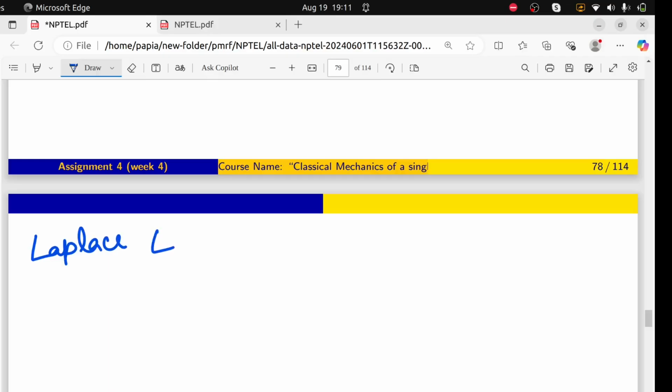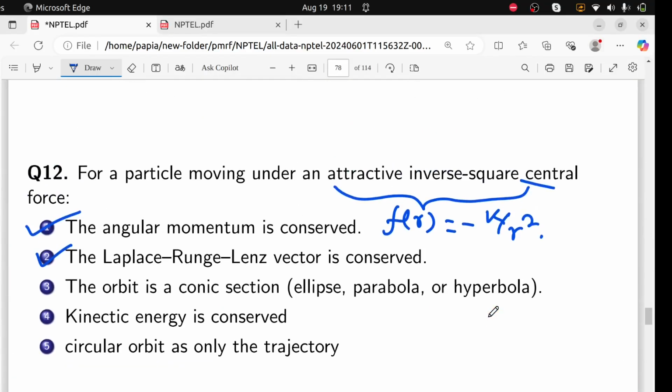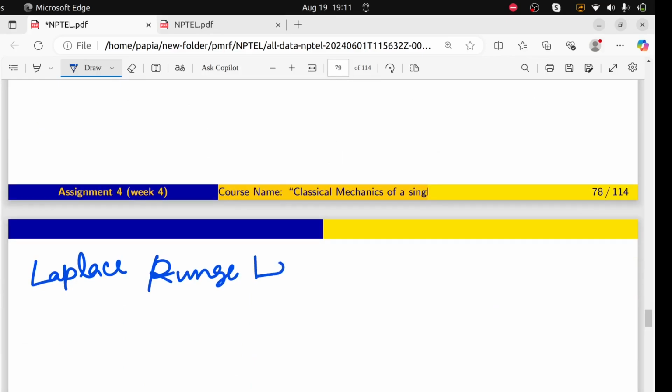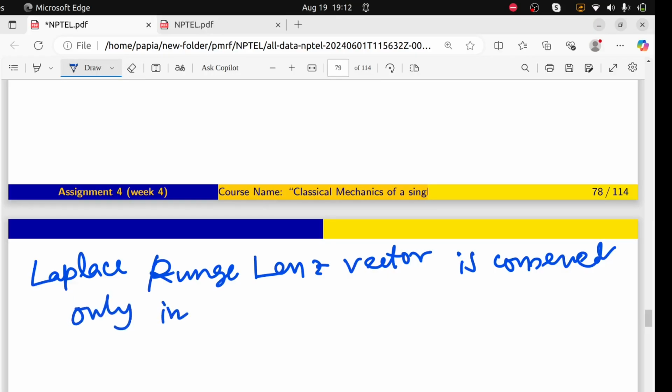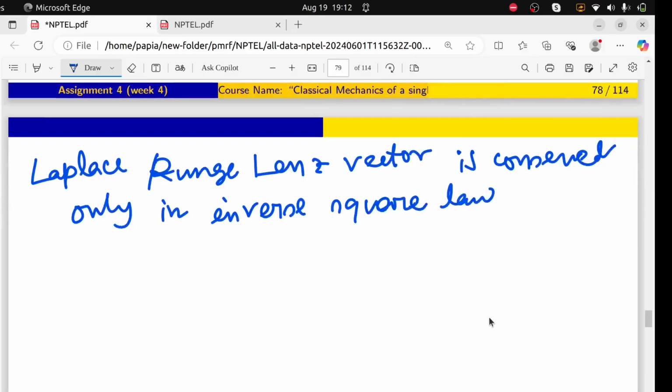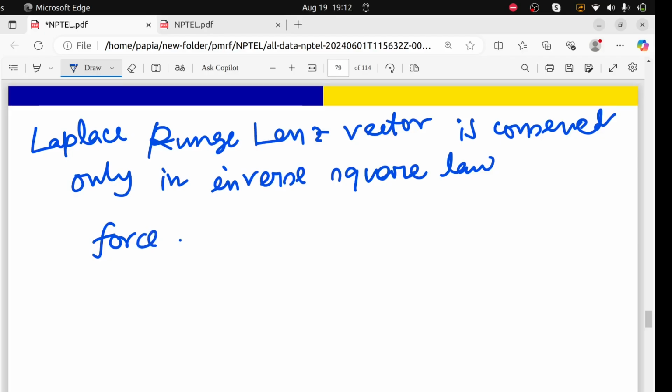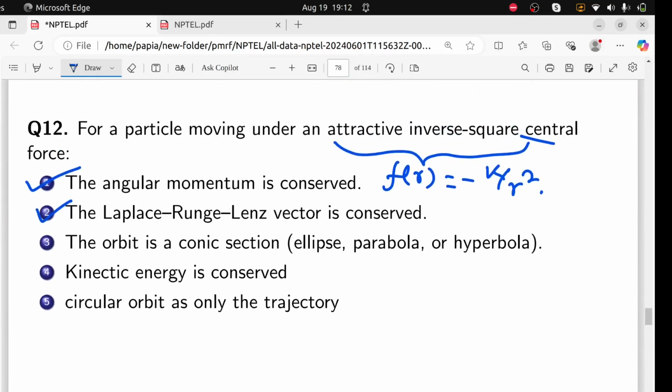The Laplace-Lagrange vector is conserved only in inverse square law force. Okay. So as it is saying attractive inverse square central force, that means the Laplace-Lagrange vector is constant.